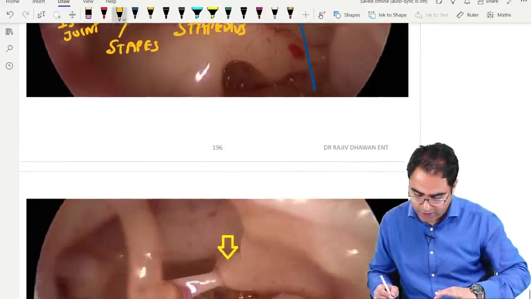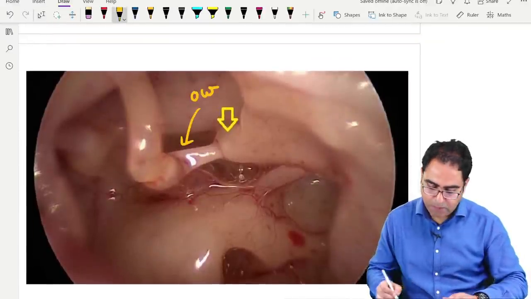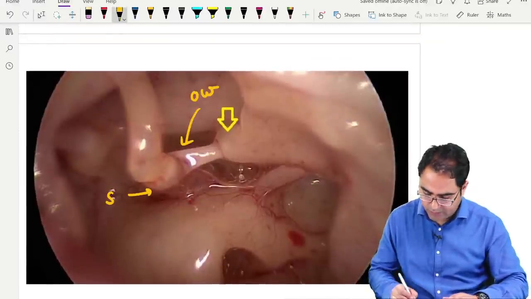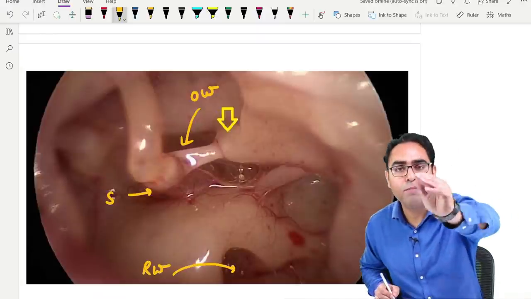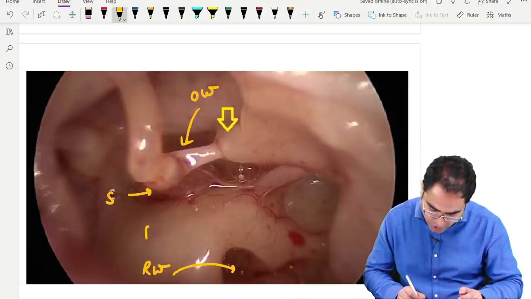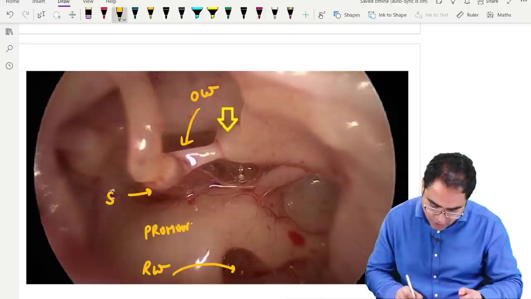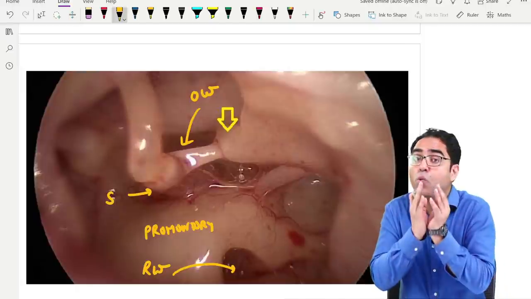Now, let me mark it over here, everybody. I know this is the oval window area because stapes is attached at the oval window. If this is the oval window, this is the round window. The round window has nothing but a membrane called the round window membrane. Am I clear? Now, this is the promontory. This bulge is called promontory. I hope you remember, this whole floor of the picture is the medial wall of the middle ear. What is promontory?